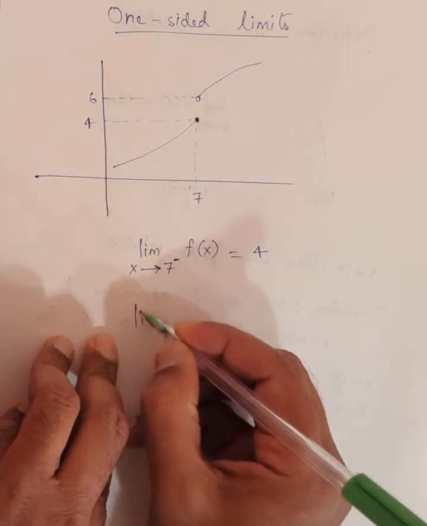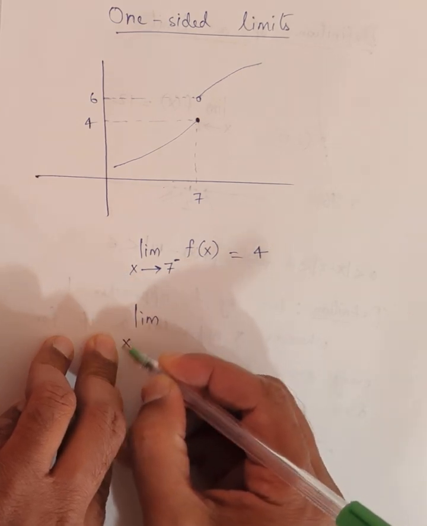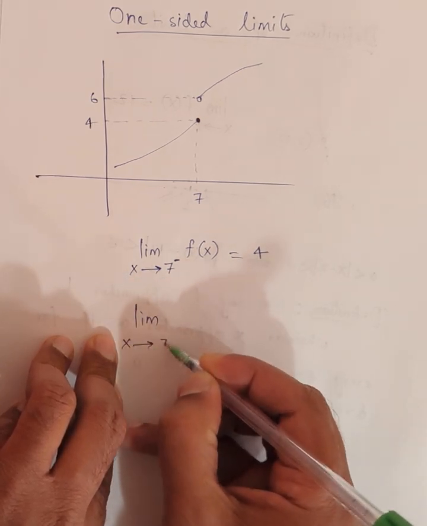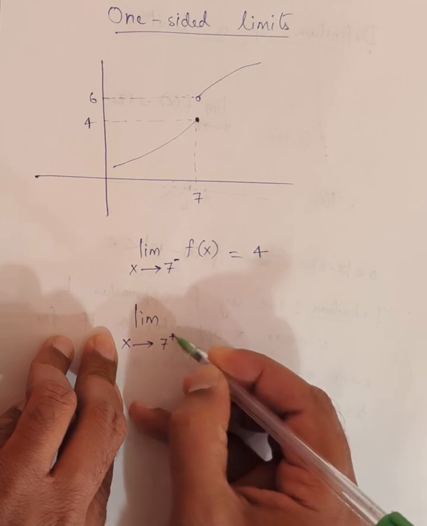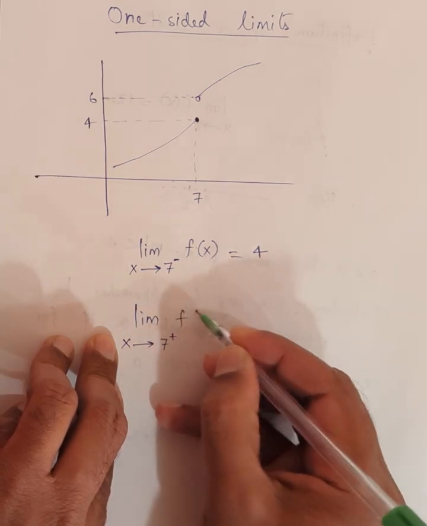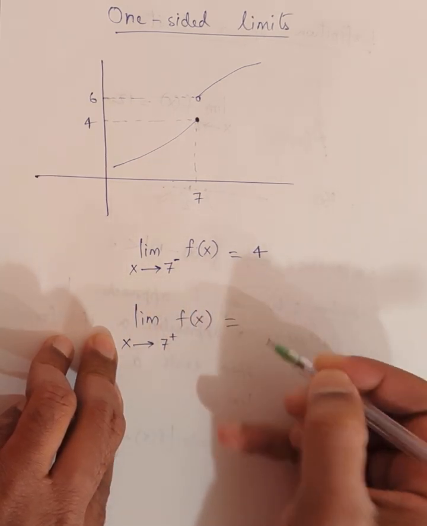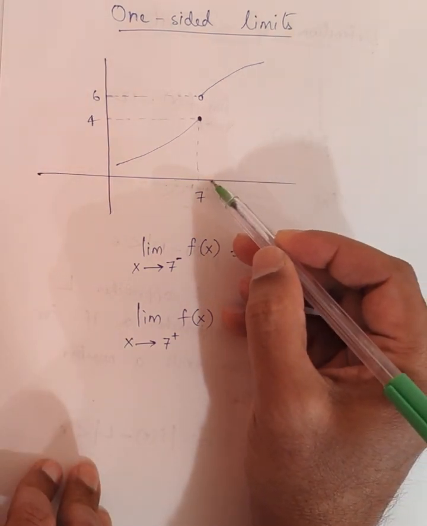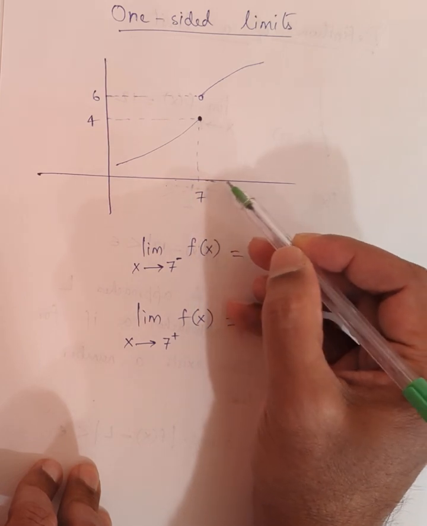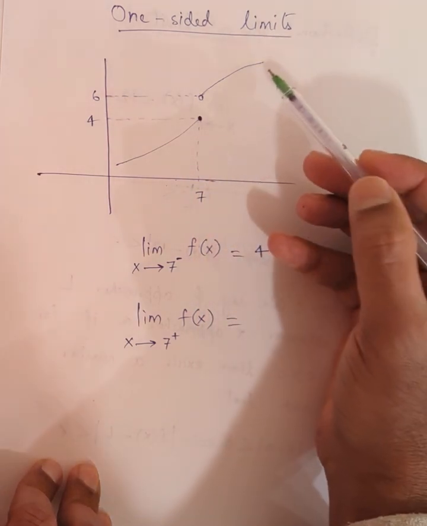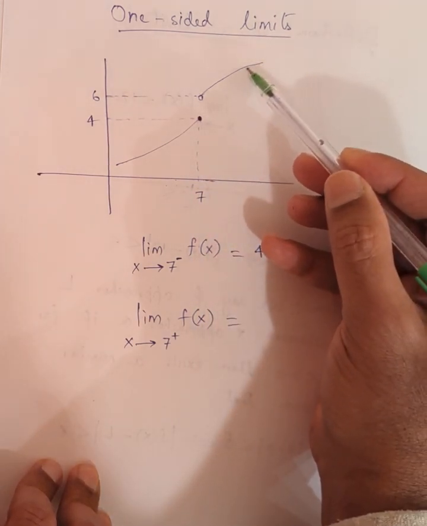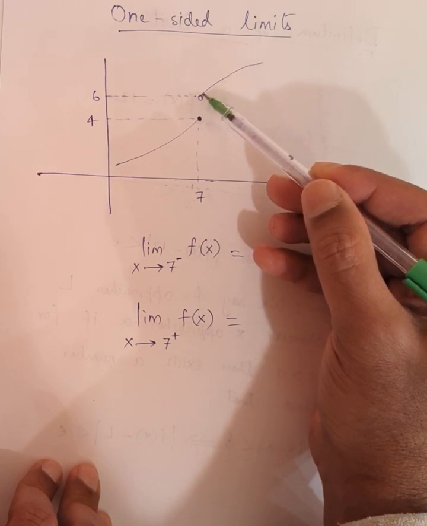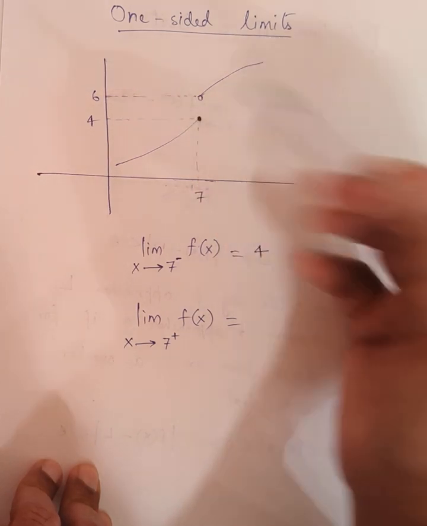And then the limit as x approaches 7 from the right, you write with a plus, and this time you're approaching 7 from the right. So on the right side of 7, you're looking at this part of the graph. So you're approaching what y value? 6.